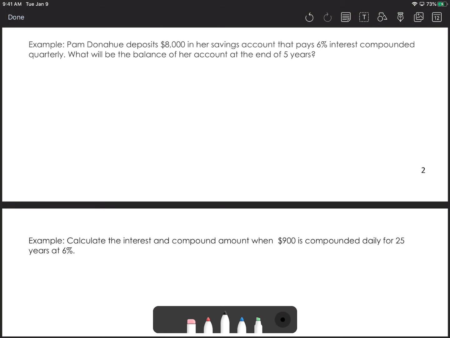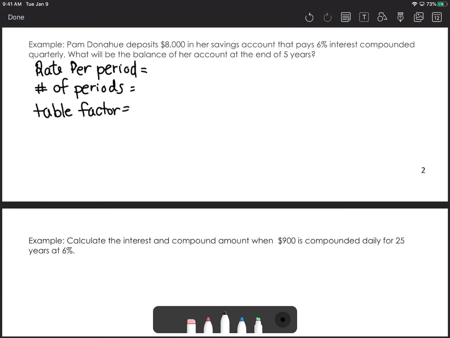Okay, next example says Pam Donahue deposits $8,000 in her savings account that pays 6% interest compounded quarterly. What will the balance of her account be at the end of the 5 years? So we need to find the rate for each period. And we need to find the number of periods. So we can find our table factor. And we're using table 12.1, which is the first column in your handbook.